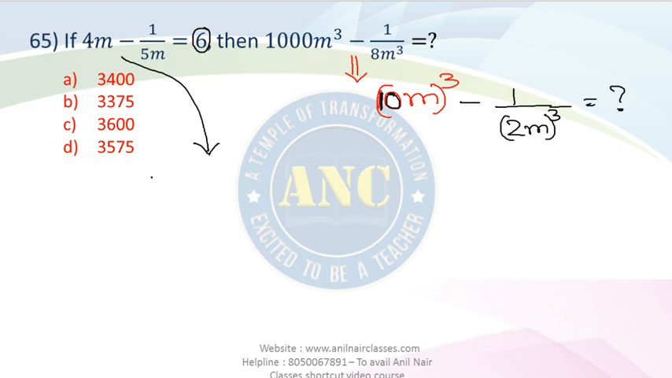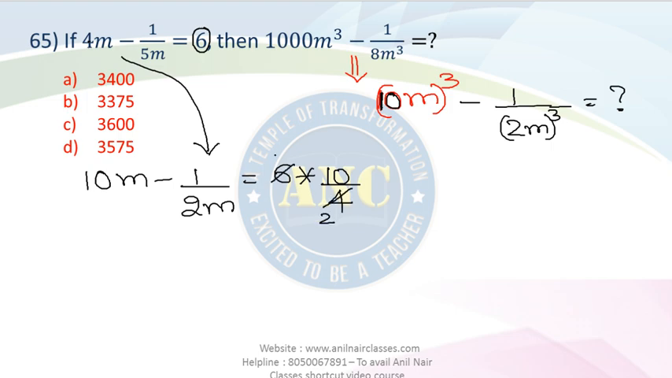That means your final equation, if condition equation, becomes 10m minus 1 by 2m is equal to 6 times of 10 by 4. So this is 2 times of 2, this is 2 times of 3, 2 times of 1, 2 times of 5. That means k value is 15. You know the value of k. What is holding you to find this particular value?